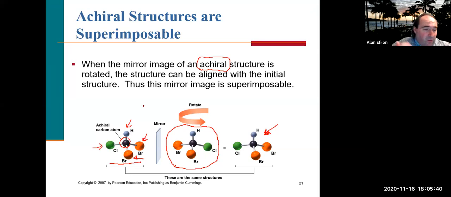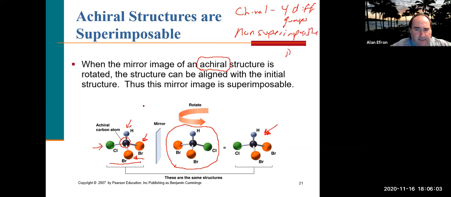And it's able to do that really because it has two groups that are the same. And that allows it, as you're rotating it, to fit on top of each other. So chiral basically means four different groups, non-superimposable mirror images. Achiral is the opposite of that pretty much. You do not have four different groups attached to the carbon. You do have a mirror image that you can superimpose.